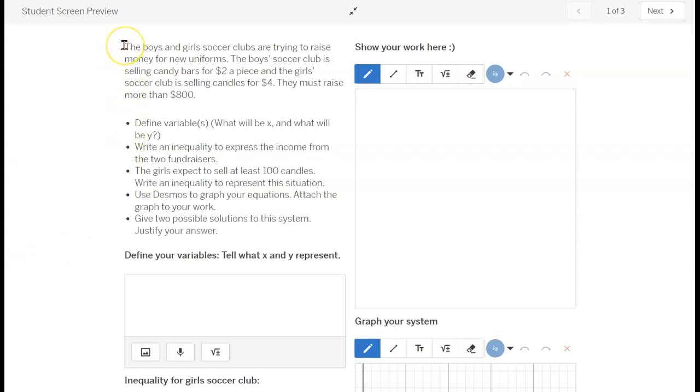We have a problem that says the boys and girls soccer clubs are trying to raise money for new uniforms. The boys soccer club is selling candy bars for $2 a piece, and the girls soccer club is selling candles for $4. They must raise more than $800.